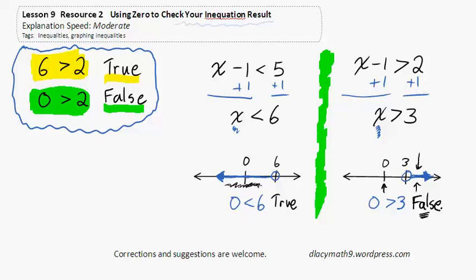For example, 4. If I was to replace x with 4, I'd get 4 is greater than 3. That's a true statement. And so it tells me that 4 is part of the answer. We often use 0, it's just a handy place to check. If we think 0 should be part of the answer, we'll get a true statement. If we think 0 is not part of the answer, we'll get a false statement. And the false statement is good news. It means we've drawn the arrow the correct way.